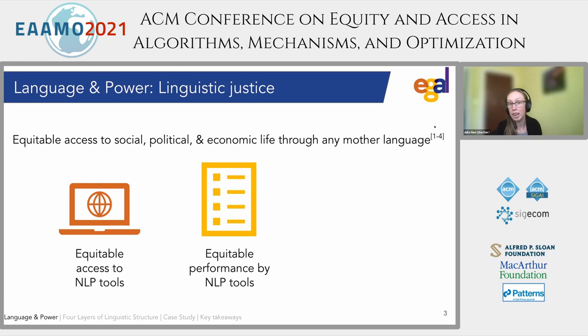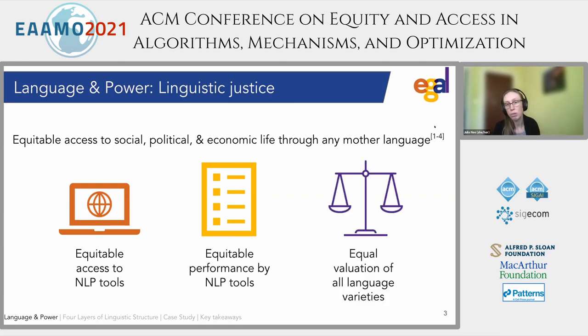If, for example, an NLP tool can accurately transcribe the speech of white but not Black speakers, this can result in inequitable access. Finally, linguistic justice requires the equal valuation of all language varieties. If some varieties are considered better than others, despite the fact that this is untrue and all languages are equally well suited to communication, speakers of those varieties may also come to be considered better than speakers of other varieties. In order to promote equitable treatment of people, we must also promote equitable treatment of their languages.